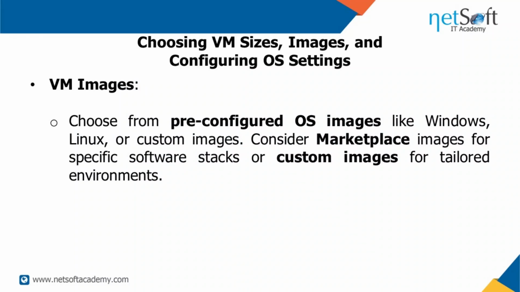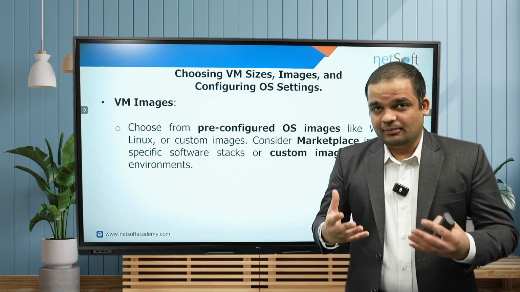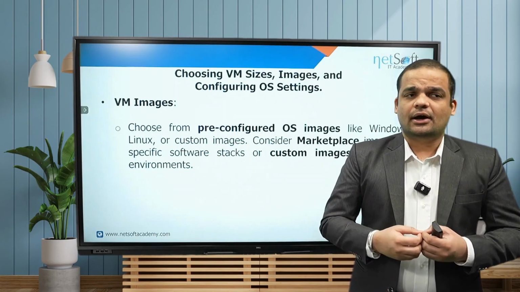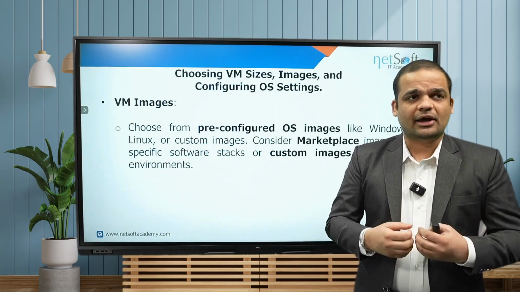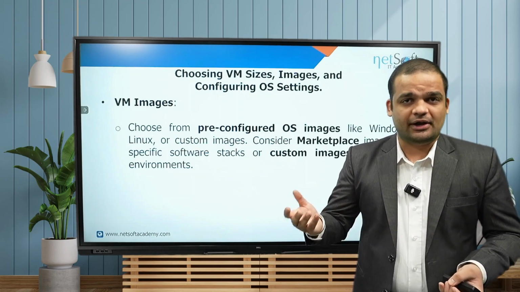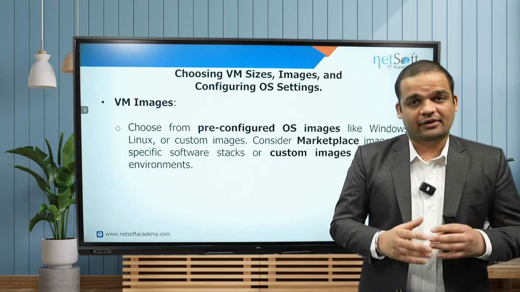When we move to VM images, here you can select a pre-configured image from Azure Marketplace, such as an image for the Windows operating system or Linux operating system. Plus, there are hundreds of other images or ISOs specifically for other platforms such as Cisco, Barracuda, Fortinet, and many more. Imagine that you want to create an NVA, Network Virtual Appliance. For that, you have to install the ISO. Azure Marketplace will have it.